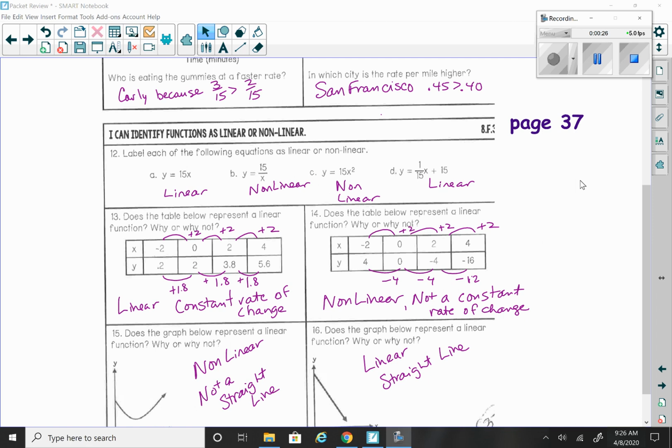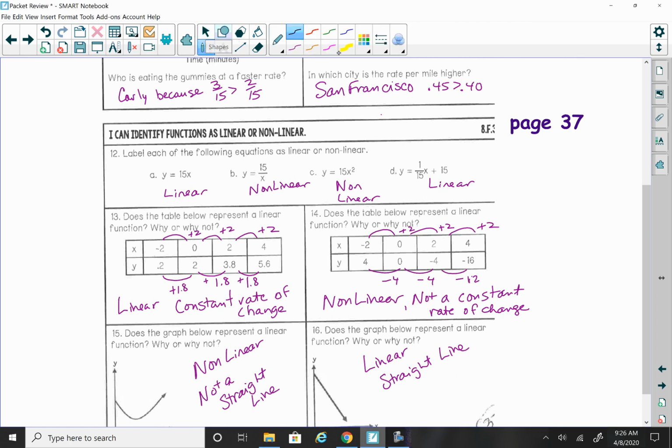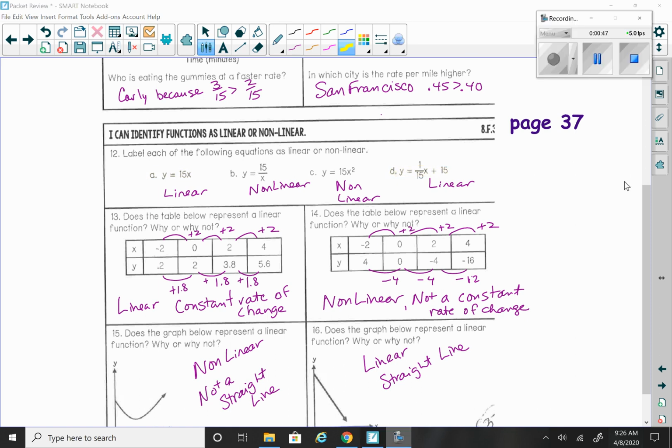So checking over our homework started on page 37. We had to do 12 through 20. So starting with number 12, we had to tell whether the equation was linear or nonlinear. So you can see that A and D are linear. They're in that slope-intercept form, y equals mx plus b. And you can see that the two in the middle, B and C, are nonlinear. They're not in slope-intercept form.